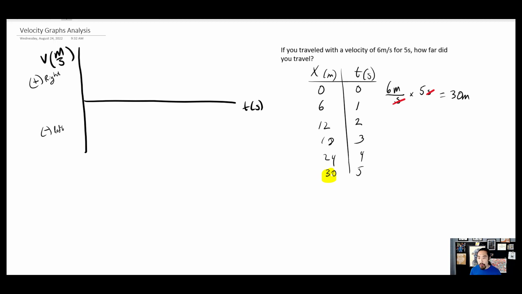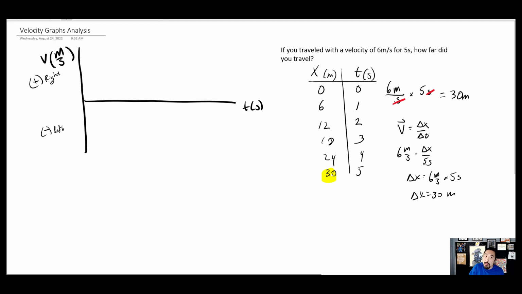Another way that we did that is we used the definition of velocity, which is total displacement over the total amount of time. We know that our velocity is 6 meters per second, our displacement is what we're looking for, and the time is 5 seconds. So we rearrange our variables, and we get 6 meters per second times 5 seconds, and that gives us, once again, 30 meters.